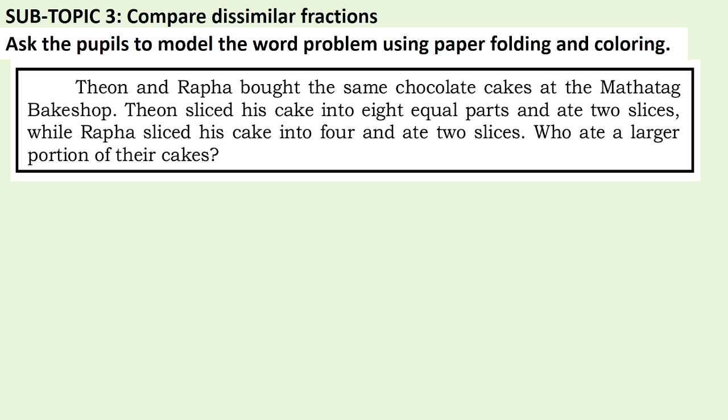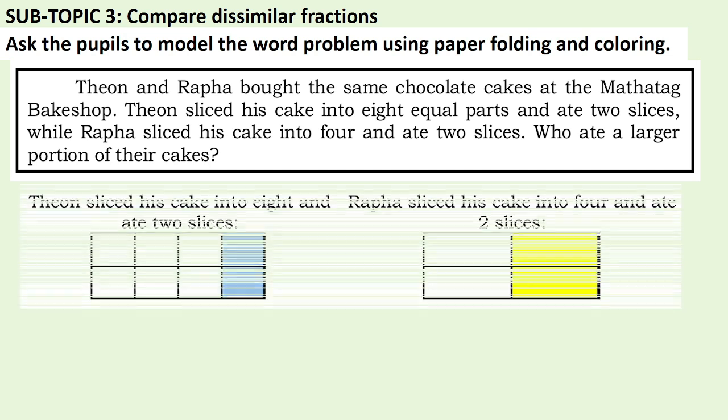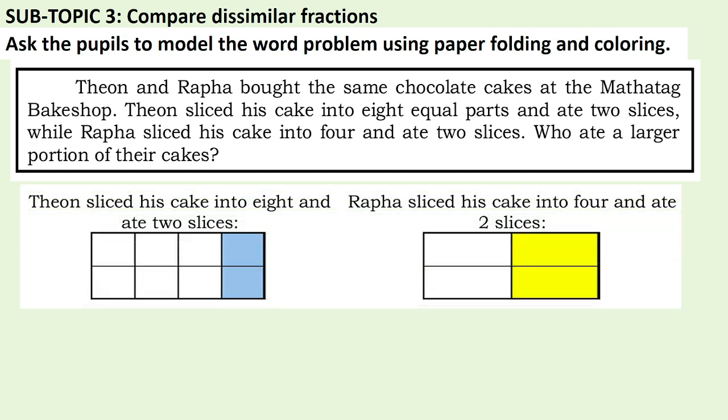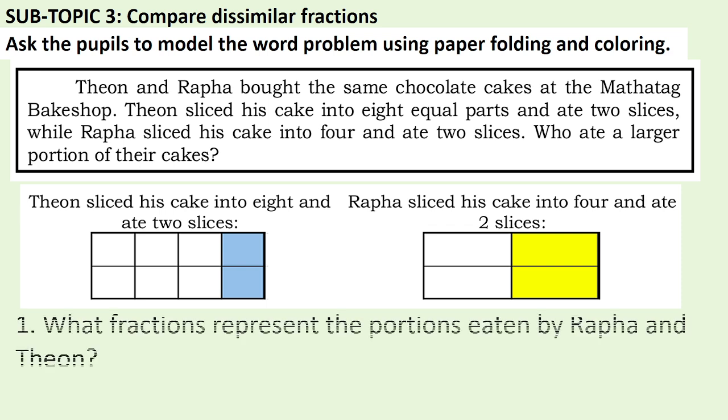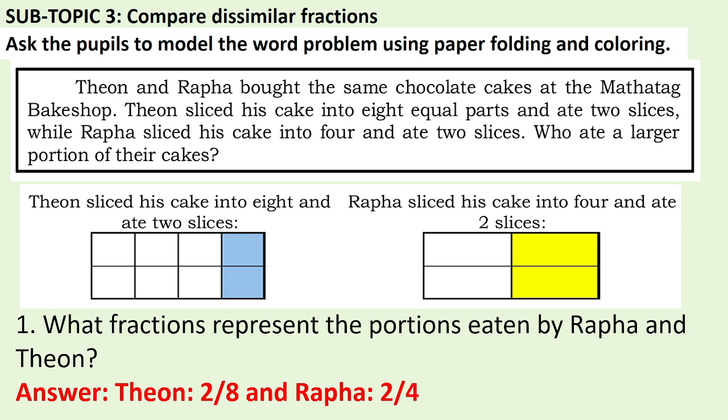Day 3. Subtopic 3. Compare dissimilar fractions. What fractions represent the portions eaten by Rafa and Tion? Answer: Tion 2/8 and Rafa 2/4.